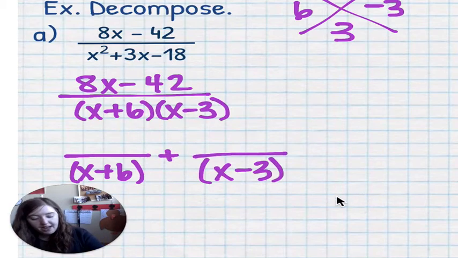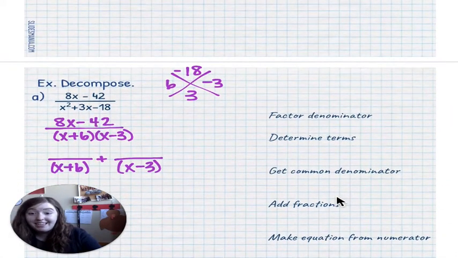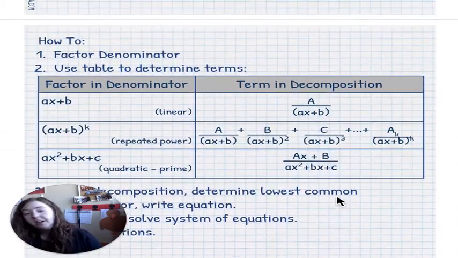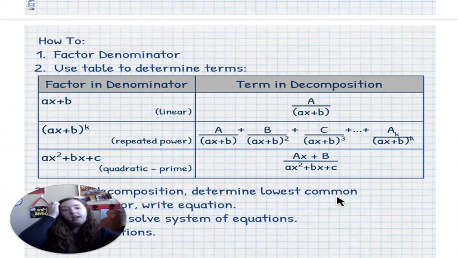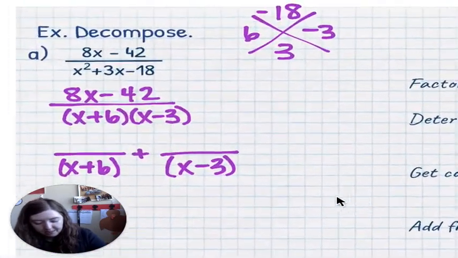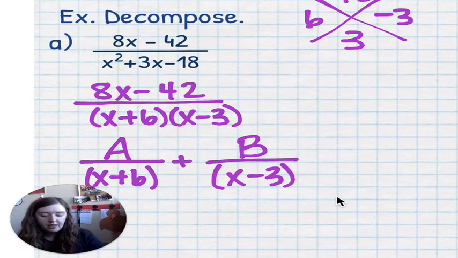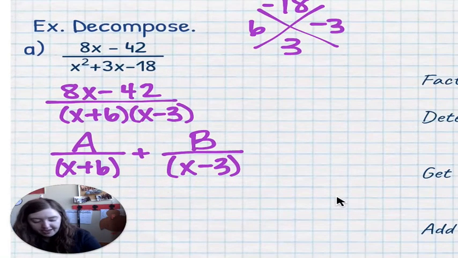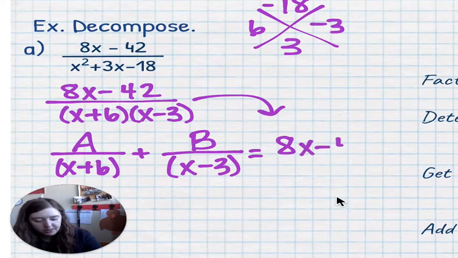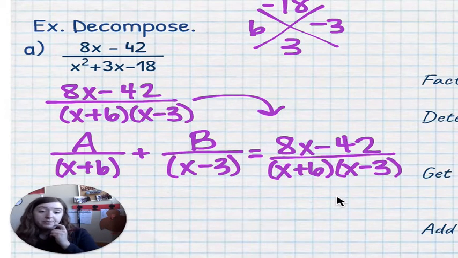Now let's look back up. X plus 6 and x minus 3, those are both linear, right? So if we look back up here, whenever we have linear, we're just going to put a letter up on top. So I'm going to put an A on top of x plus 6, and I'm going to put a B on top of x minus 3. Now I know I want these two fractions to add to what I had just a minute ago, 8x minus 42 over x plus 6 times x minus 3.